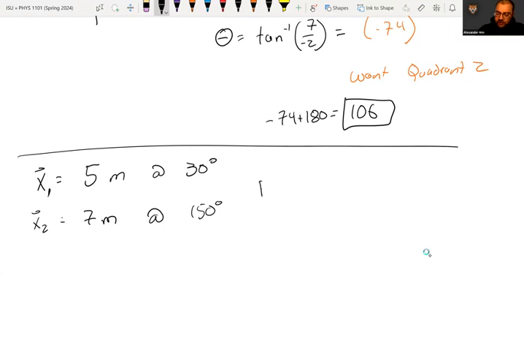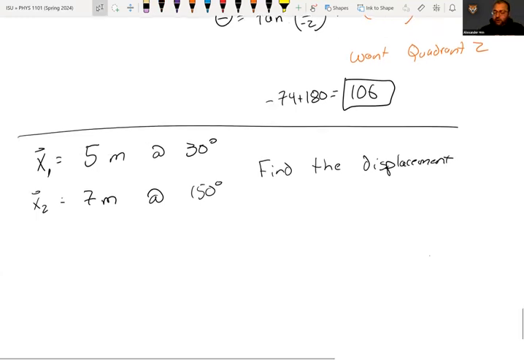And then what you might be asked to do is to find the displacement. Now, you might think, what's going on? Well, one of the things you can always do is remember that delta x is equal to x final minus x initial. Okay. Well, that works just as well for vectors. Nevertheless, if you're going to do this, you need to convert it to rectangular form, then change your components, and then convert back if you need to.